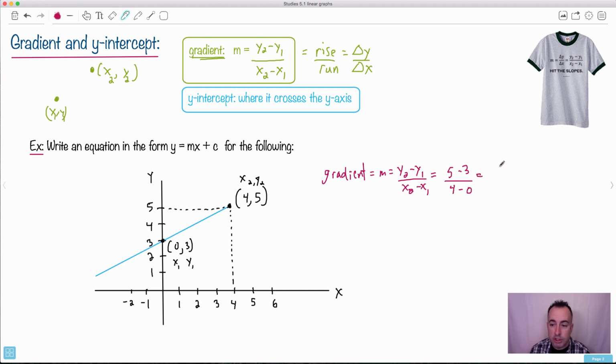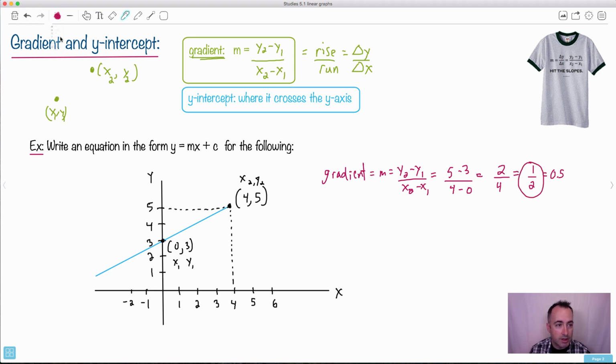5 minus 3 is just 2. And 4 minus 0 is just 4. So that just gives you 2 over 4, which is actually 1/2. You could leave it as 1/2. You could leave it as 0.5 if you want. They're both okay. Basically, your gradient is 1/2.